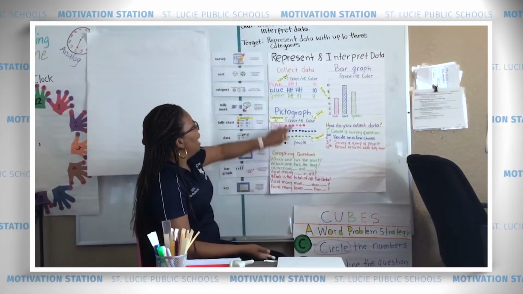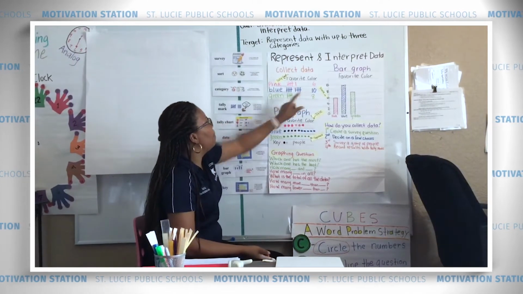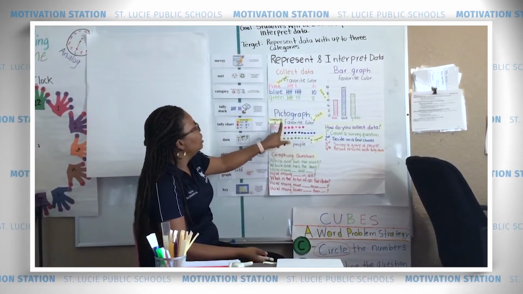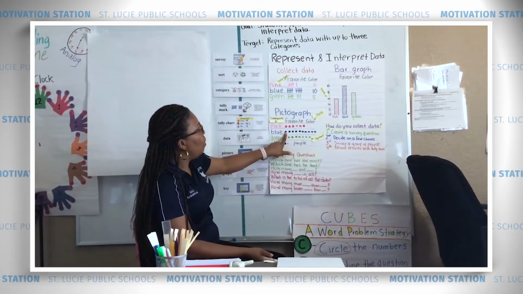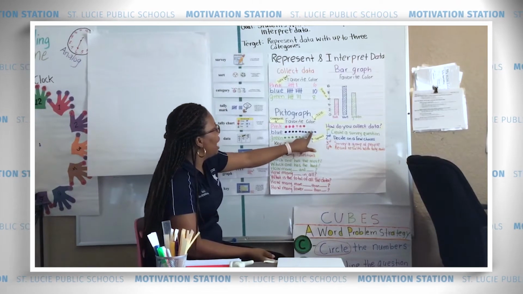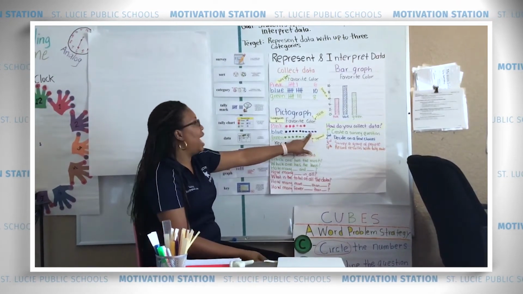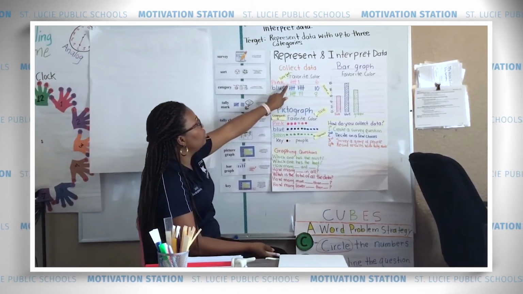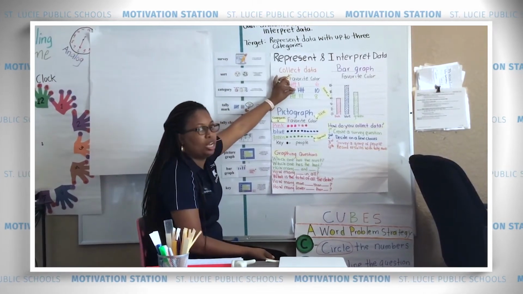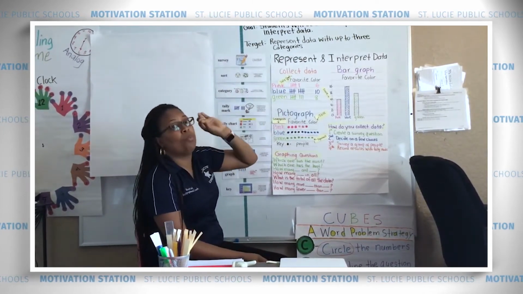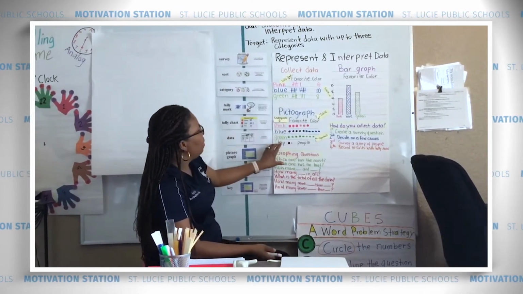Now, how many people like blue? I want to represent that in pictures. So let's go ahead and count that. 1, 2, 3, 4, 5, 6, 7, 8, 9, 10. So 10 people like the color blue. So all I'm doing is taking this information and putting it on a picture graph, representing it with pictures. So this one is called a picture graph.